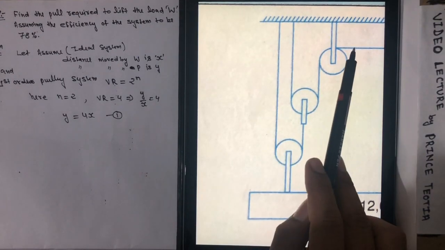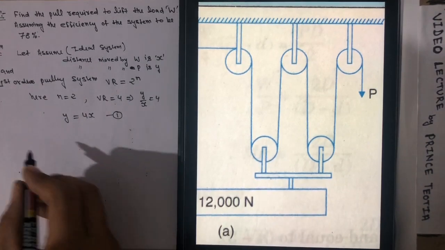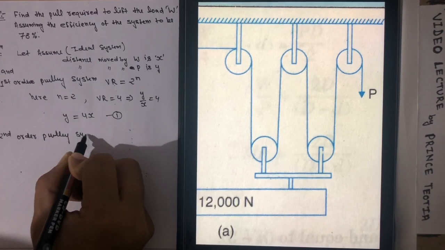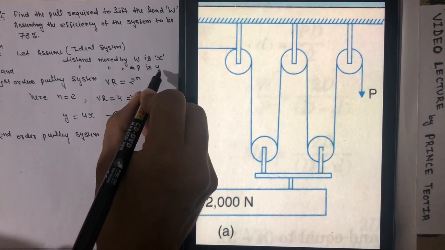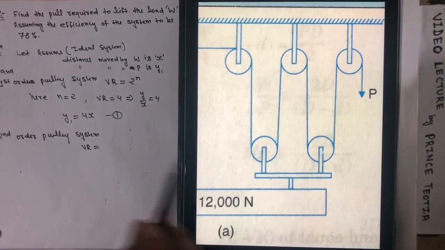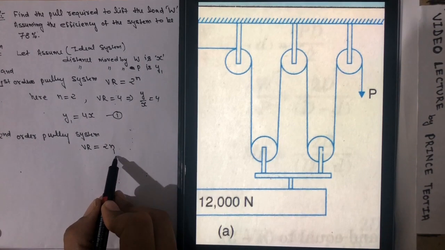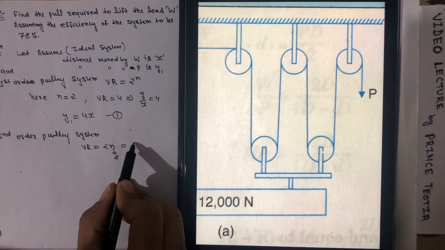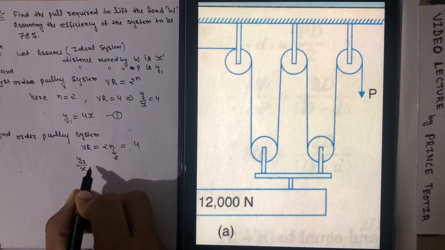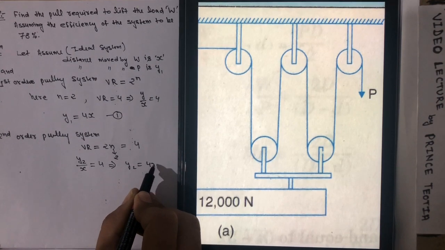This is only the first half, but there is another system, so separately we are going to find out this. For the second order pulley system, suppose this is y1. Okay, this is y1. The velocity ratio for the second order pulley system is 2 into n, where n is the number of movable pulleys. So again 2, so VR is 4. Again, the distance moved by effort, y2 by x, will be 4, and y2 equals 4x.